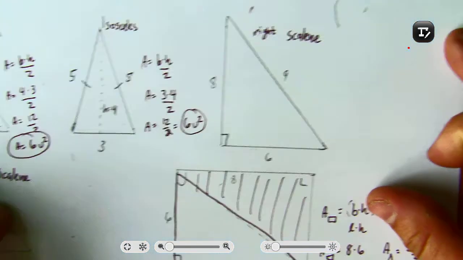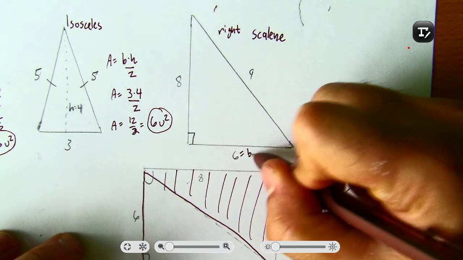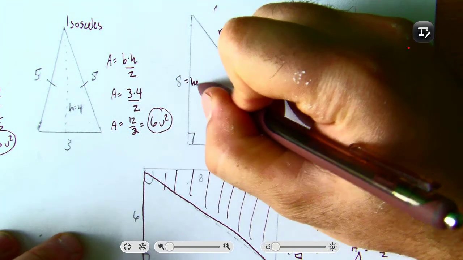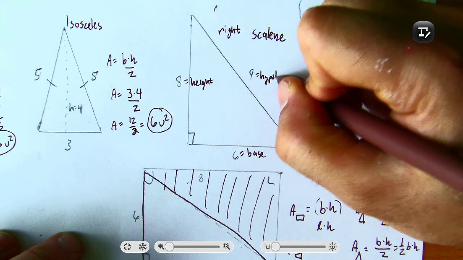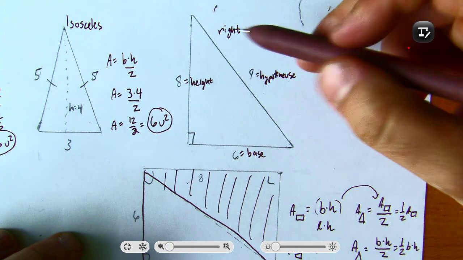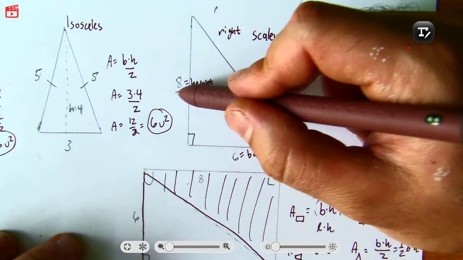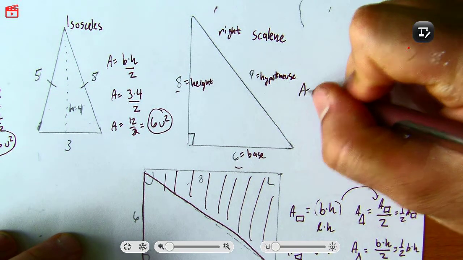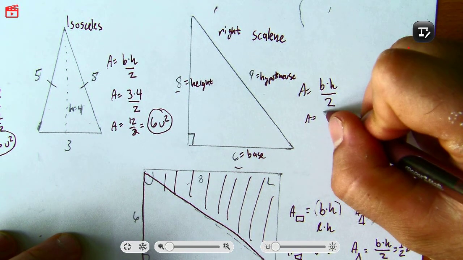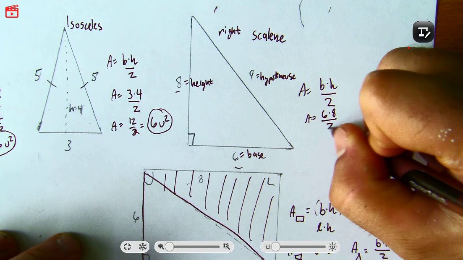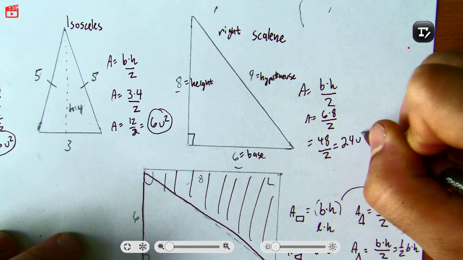What about our right scalene? Where's the base? Where's the height? If I'm looking at it from this point of view, this will be the base, and 8 will be the height. 9 is what's called the hypotenuse. You will not need it for this year. You'll use it in geometry. But for right now, we're going to use the height and the base. That's area equals base times height divided by 2. So area equals 6 times 8 divided by 2, which is 48 divided by 2, which is 24 square units.